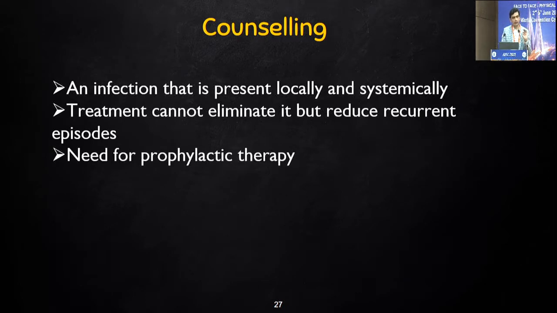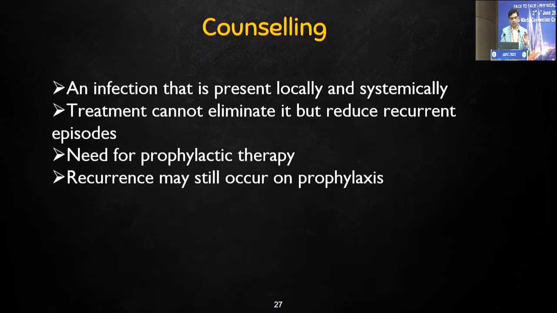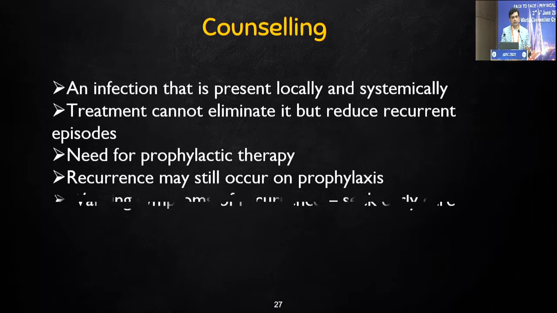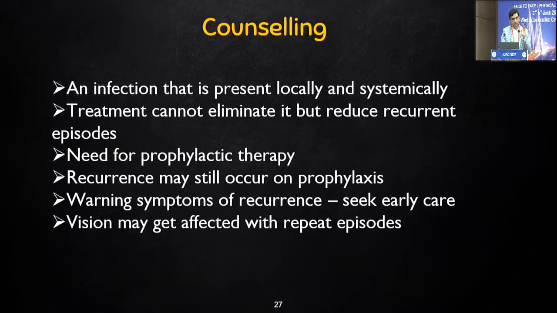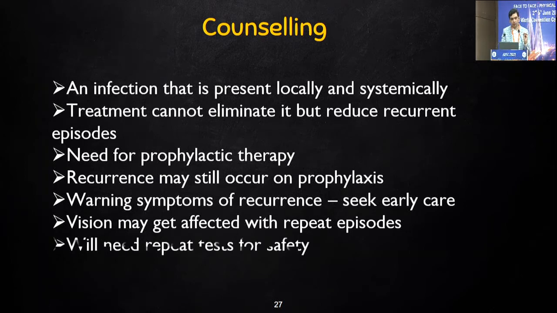The need for long-term prophylactic therapy needs to be explained to these patients, and tell them that recurrence may occur whenever, even if you are on prophylaxis. But the severity might be lesser, the frequency might be lesser. Give them the warning symptoms of recurrence so that they seek early care, and the scarring that happens is much lesser than what would happen in a severe episode. So tell them that anytime you have pain, redness, congestion, slight decrease of vision, discomfort, come to the clinic straight away. Tell them the gravity of the situation, that your vision may get affected permanently if there are repeated episodes, and that is important to understand.